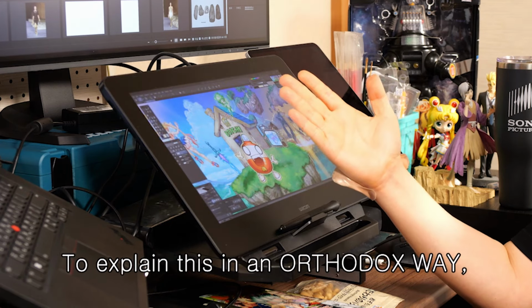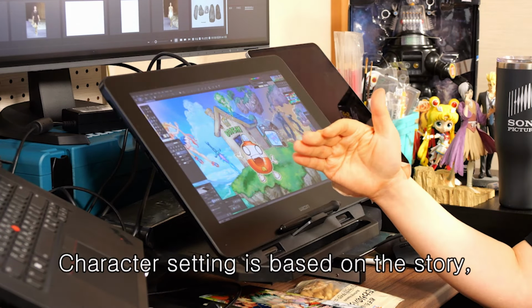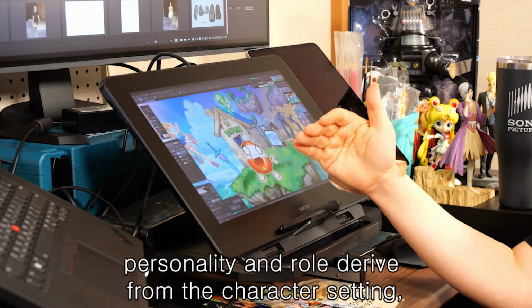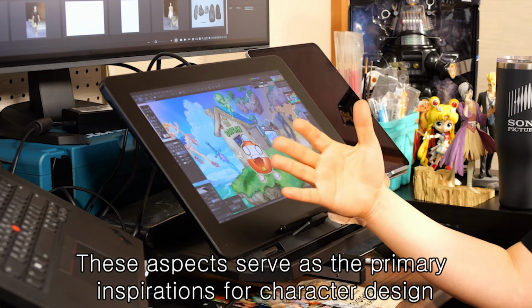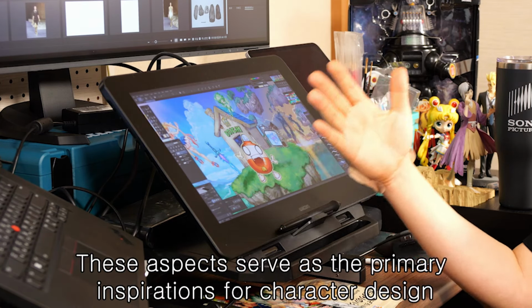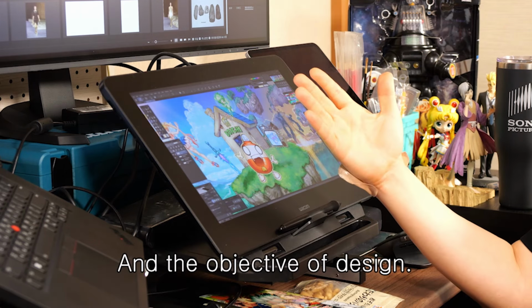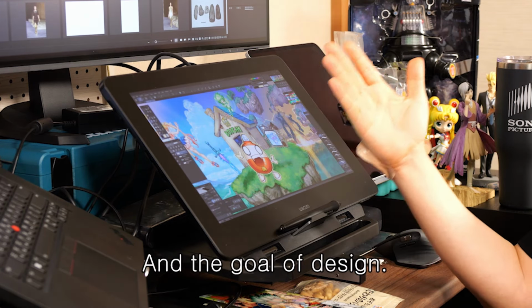To explain this in an orthodox manner, character setting is based on the story. Personality and role derive from the character setting. These aspects serve as the primary inspirations for character design, the objective of design, and the goal of design.